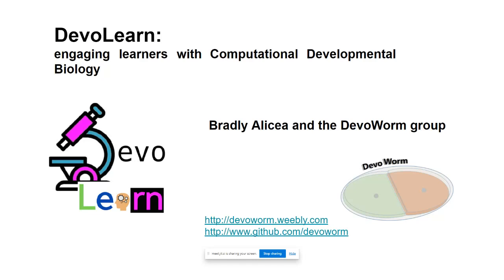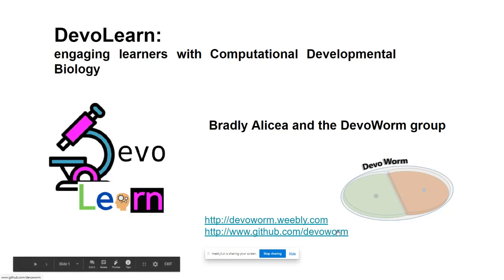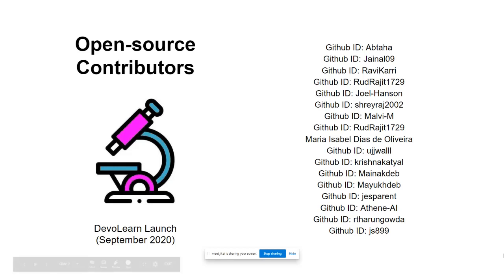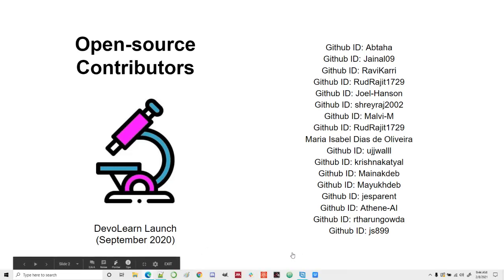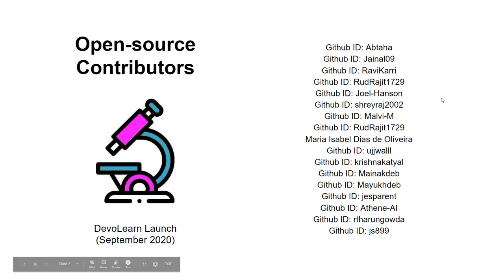These are the links to the website and the DevoWorm GitHub, which isn't DevoLearn, but is the main DevoWorm GitHub site. And this is a list of our open source contributors, which will grow. This is as of last night. We have a lot of people, and we're adding people all the time to the repo. These are all the people who have filed a pull request with the organization. We have some core contributors here in the group who attend the meetings. We had people who participated in Hacktoberfest, and all those people are listed, and there are people coming in all the time in different ways.